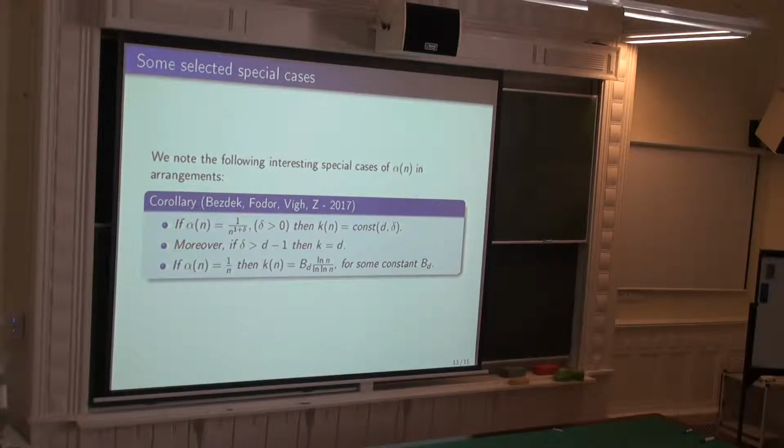Following are special cases of alpha(n) for arrangements. If alpha(n) is n to the power of negative 1 plus delta, where delta is a positive constant, then we can guarantee a constant multiplicity. And if we let delta be even higher, then we can guarantee practically the minimal multiplicity, or one more than the minimal multiplicity. But these are, of course, not coverings, just simple arrangements. And if alpha(n) is 1 over n, then the multiplicity we can guarantee is log n over log log n, with some constant multiplier.